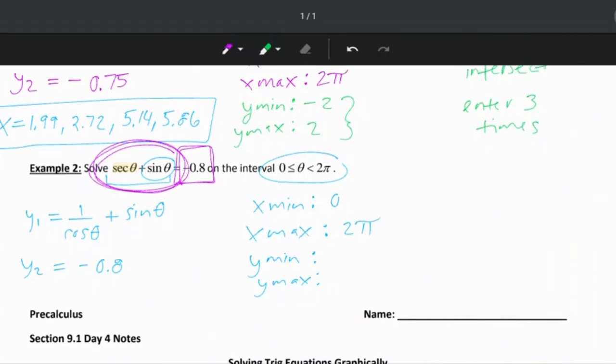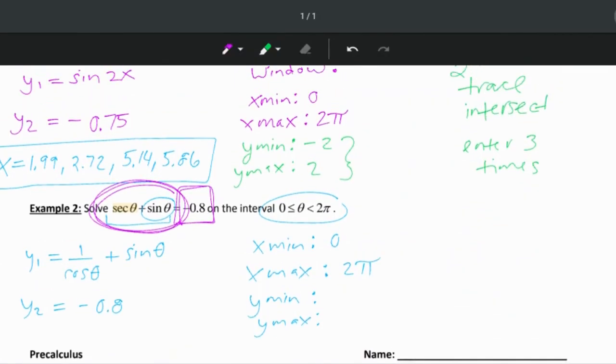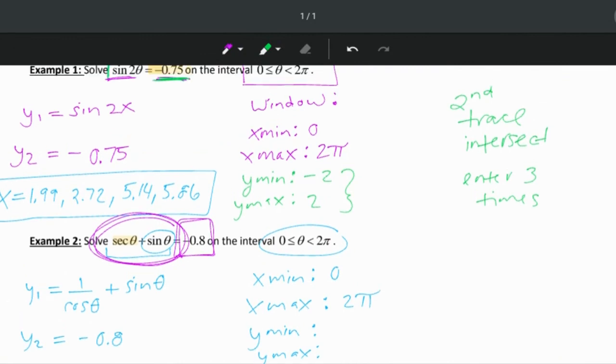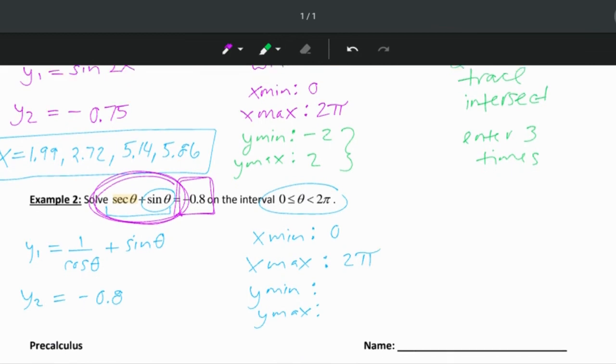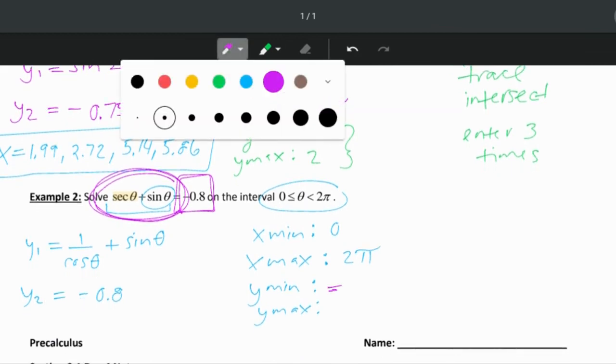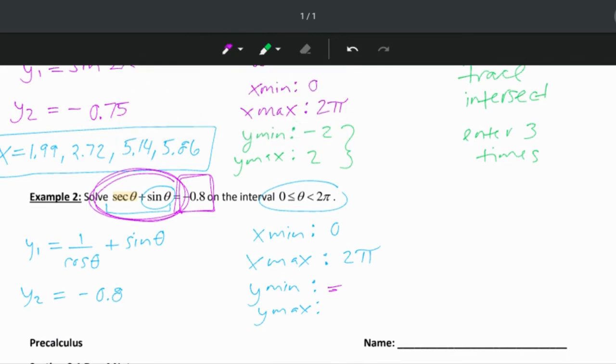All right, so we were looking at example 2 here. We said the y min and max were totally fine from the last problem. Those really didn't have to change. We are leaving them as negative 2 to 2. Again, sometimes you just have to play around with those. But we found where these graphs intersected, and we got our 2 answers, and they were 2.26, and the other one was 2.91.